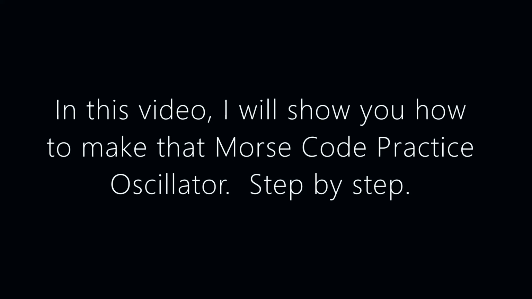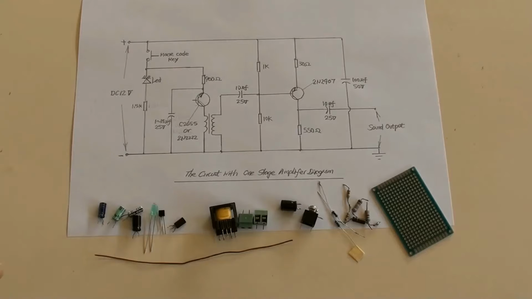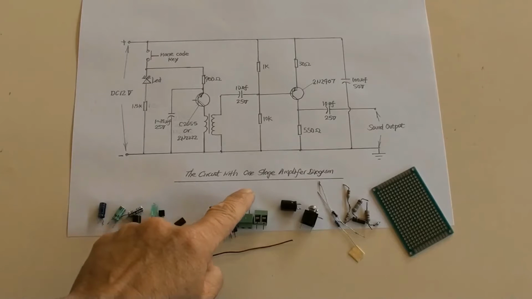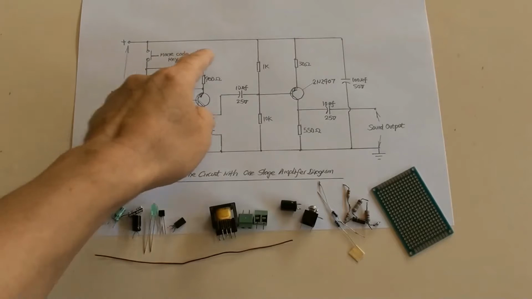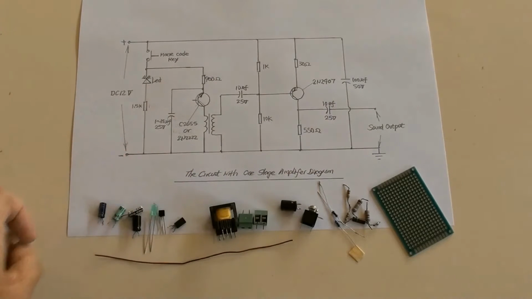In this video, I will show you how to make that Morse code practice oscillator, step by step. This is the circuit with one-stage amplifiers diagram, which consists of an Esaki oscillator and a transistor amplifier combined.